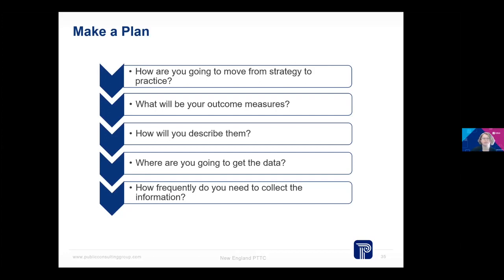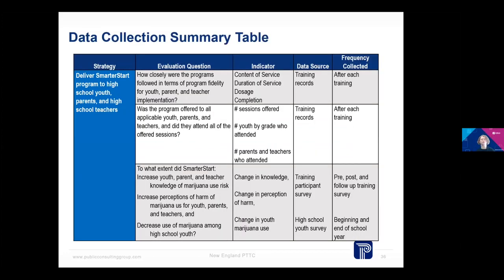So Kim mentioned this earlier. We often use a data collection summary table. And so on the left, you see the strategies or the goals for the program. Next, you have the evaluation questions that you're going to ask. And in this case, I want to know a little bit about process, a little bit about outcome. So I'm asking questions about how the program was implemented and also about the effects of the program. And then next, I have my indicators listed, and that's how I'm going to answer those questions.